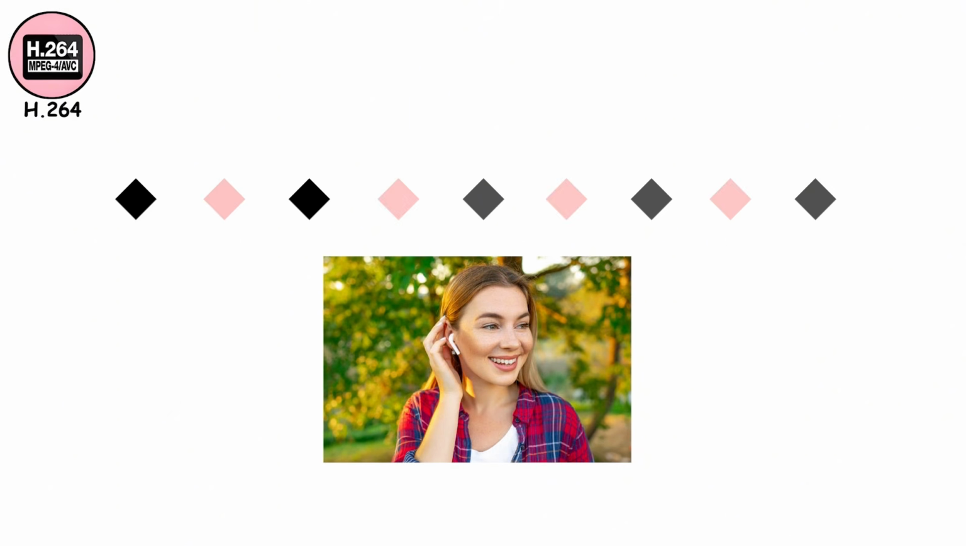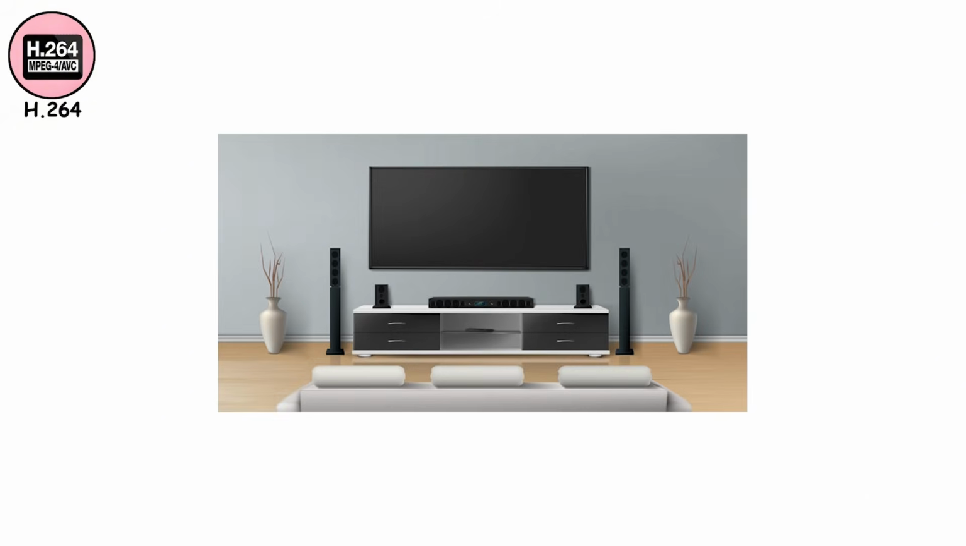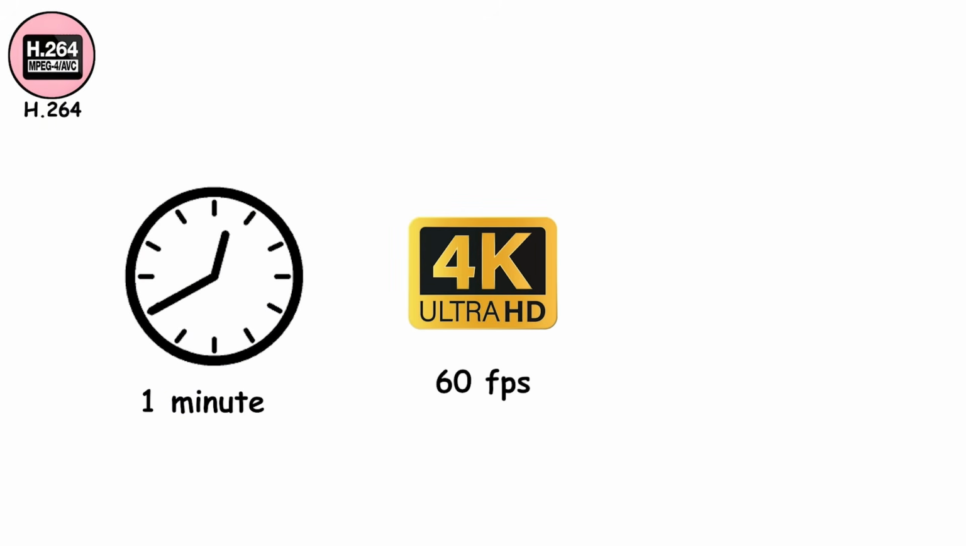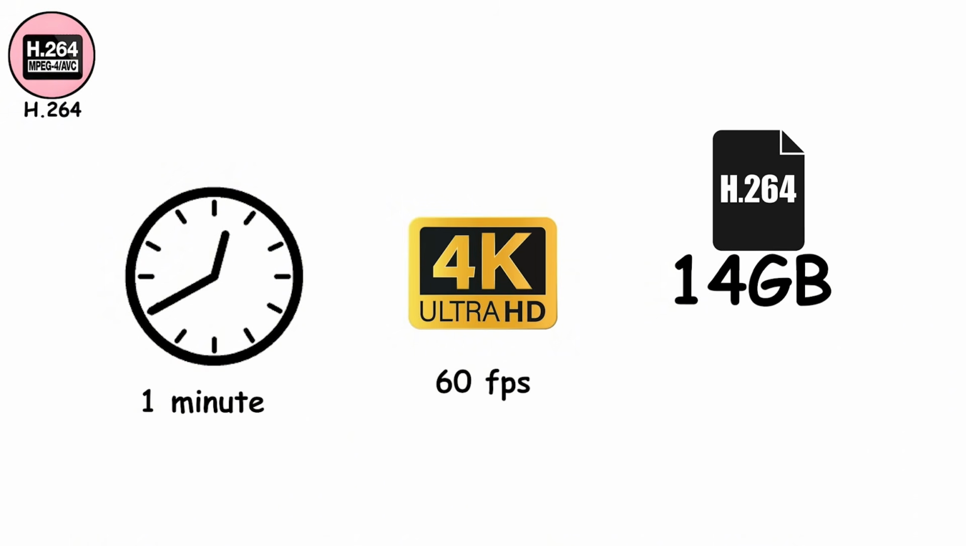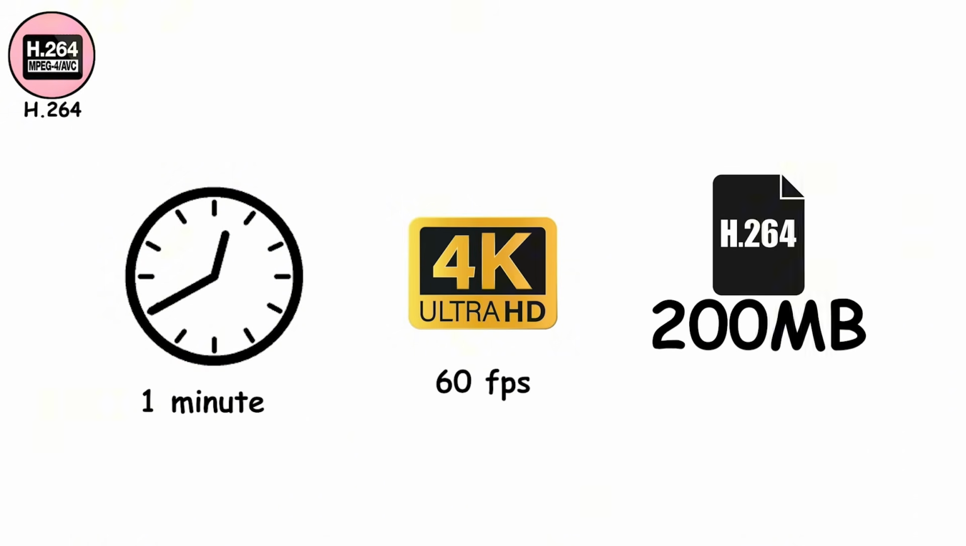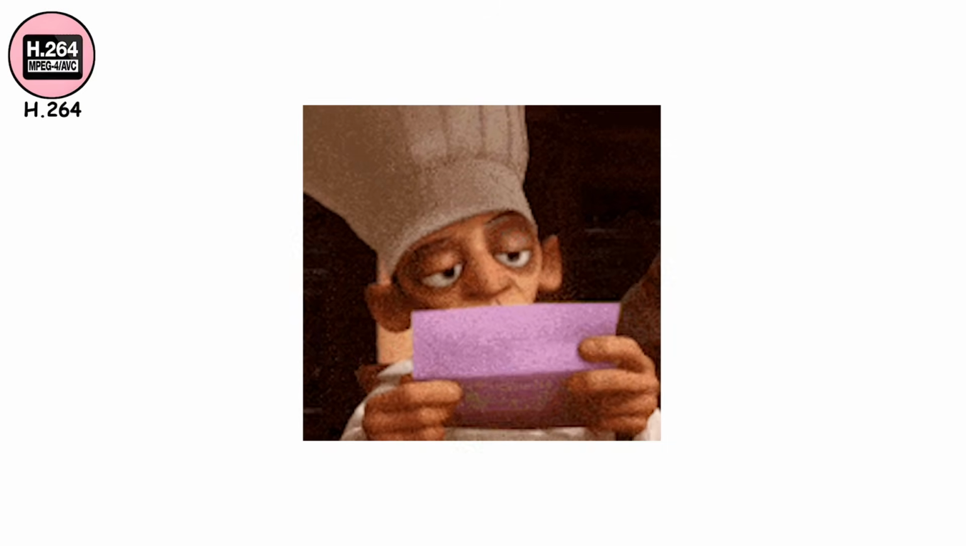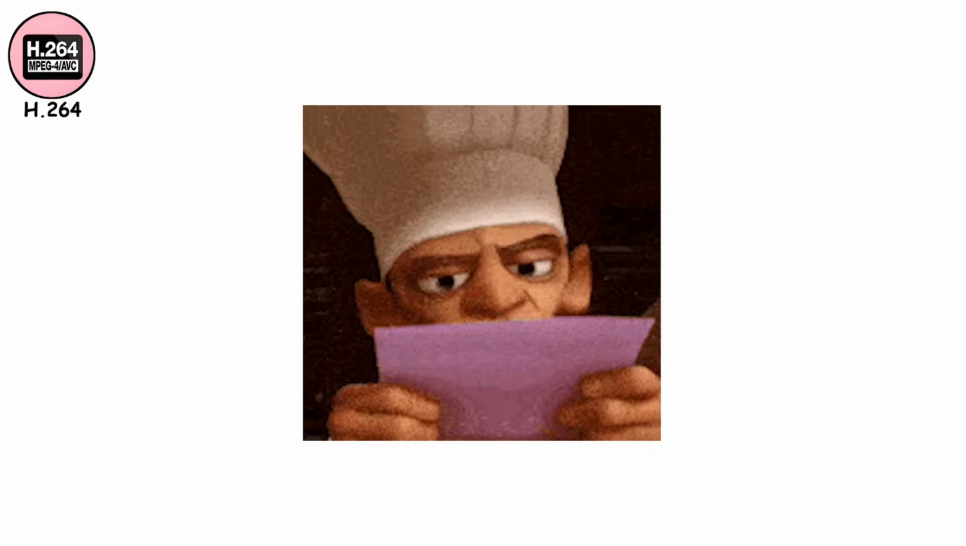It's kind of like sending a whole photo of your living room at once, then just sending updates every time the cat moves. To put it in perspective, 1 minute of raw uncompressed 4K video at 60 frames per second can balloon to over 14 gigabytes. H.264 crushes that down to a few hundred megabytes, sometimes under 300, depending on your settings. That's a compression ratio that borders on witchcraft.